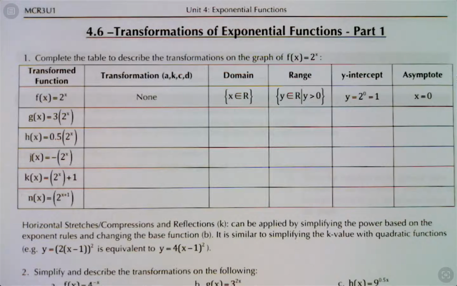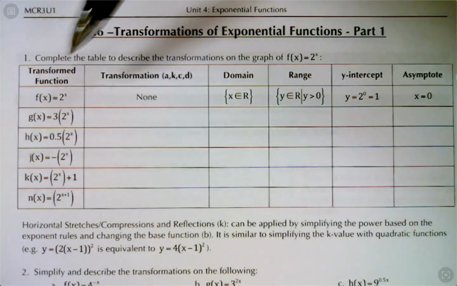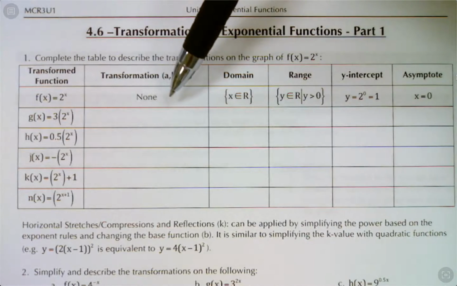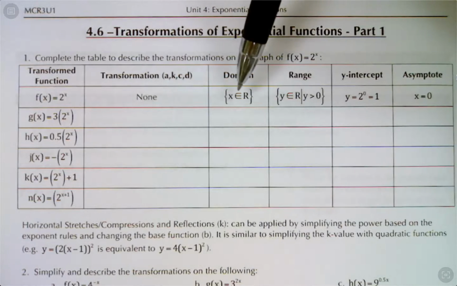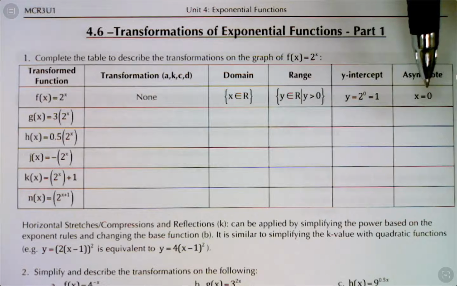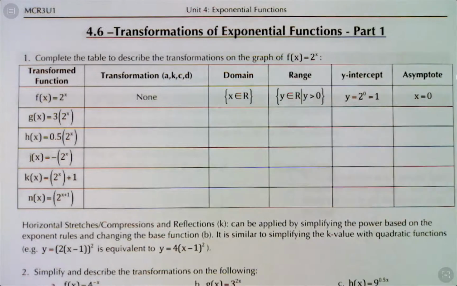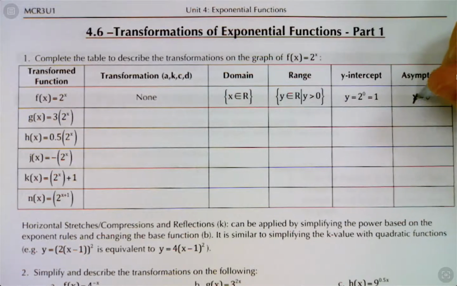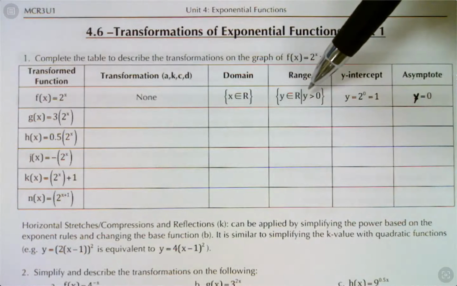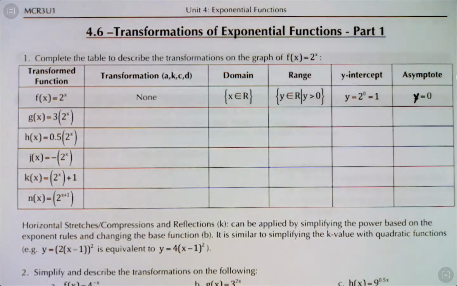Let's start with the transformations and how they change the domain, range, y-intercept, and asymptote. So the first function here, we have f of x is 2 to the exponent x. So this is our base growth function with a base of 2. No transformations have been applied, as that's one of our parent functions, and these were the properties that we explored in the last lesson. It had an asymptote of y equals 0, because it's a horizontal asymptote. It had a y-intercept of 1. It had a range, y greater than 0, and the domain was x belongs to real.